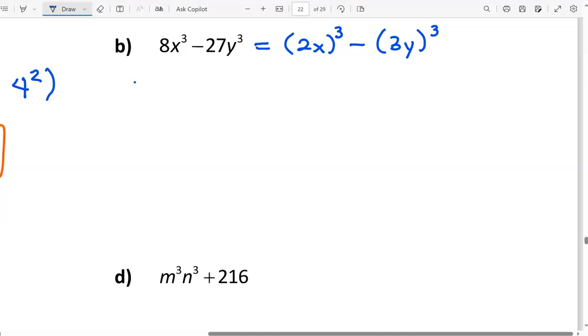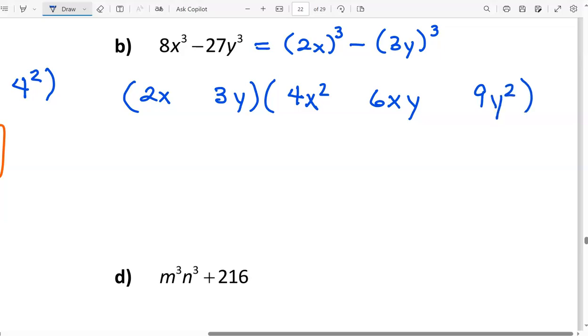So I'm going to construct the first factor, 2x and 3y, just uncubed, and then square the first, so 2x times itself is 4x squared. Now squish them together. 2x times 3y is 6xy, and then square that second factor. 3y times itself is 9y squared.